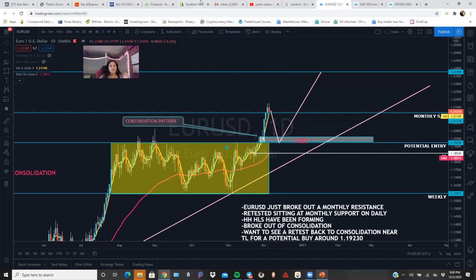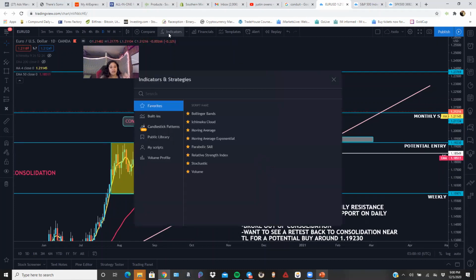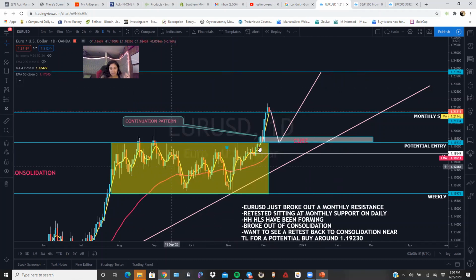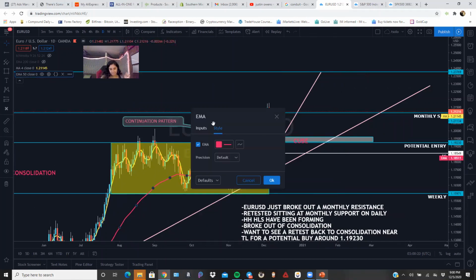If you don't know how to add these to your chart, you need to go here, indicators, moving average. You're going to click on it. A line is going to pop up. You're going to double click on it. You're going to put that moving average, and you're going to put this one, EMA, exponential. Moving average exponential is what it's going to say, I think.